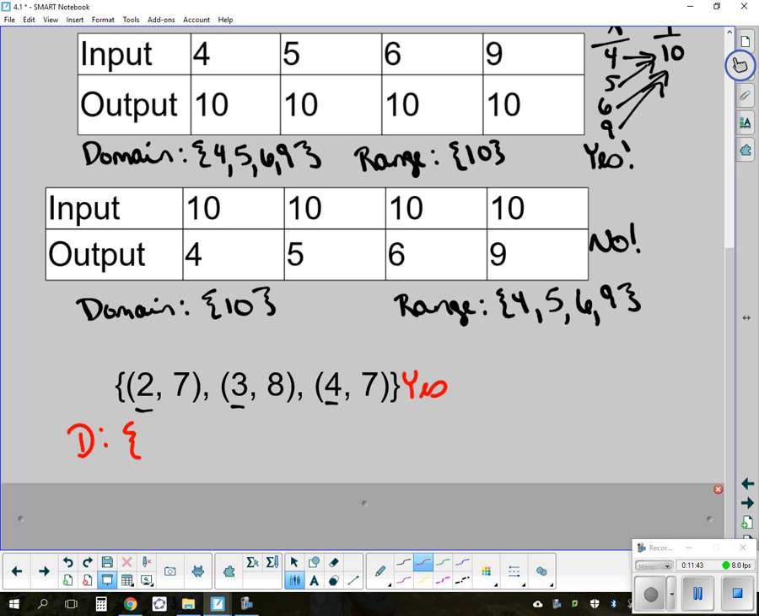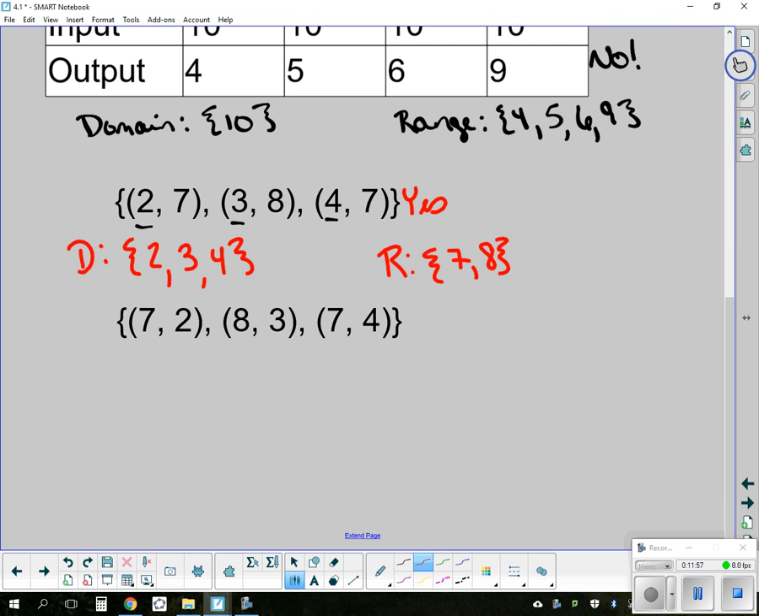Your domain is 2, 3, and 4. What's your range? It's 7, 8, and 7, but we already wrote the 7 for this one, so we only need to write it once. Now the last example here. This is just the same thing flipped around, just like those charts were. Is this a function?